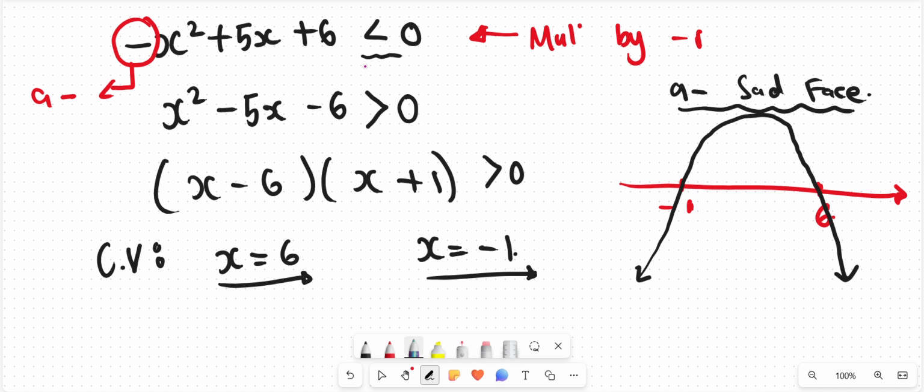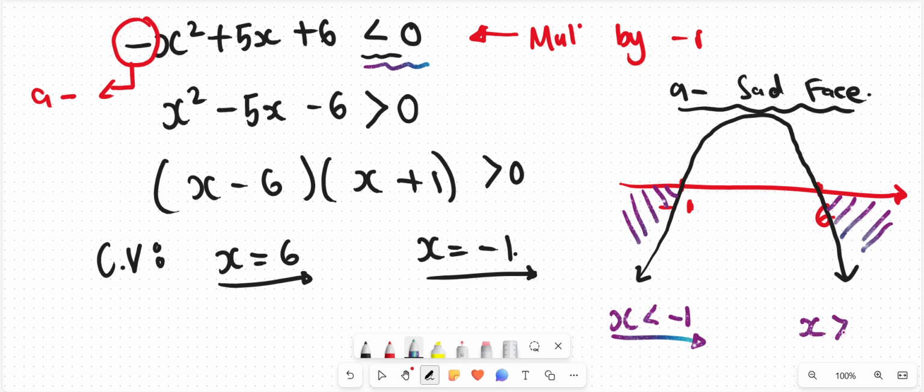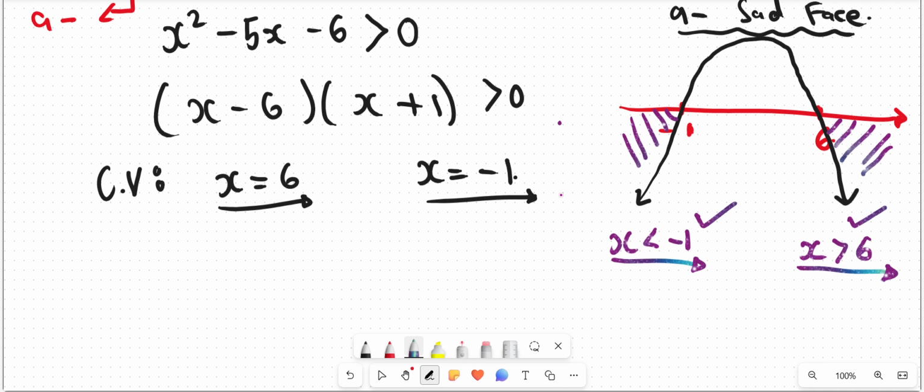And then again, I look at this here. What does it say? It says less than. So less than means below. Below your x-axis, this is the range I'm looking for, and this is the range I'm looking for. How do I write that first one? x is less than negative 1. And that second one, x is greater than positive 6. And that's how you write those two ranges. So that's how you would do it.